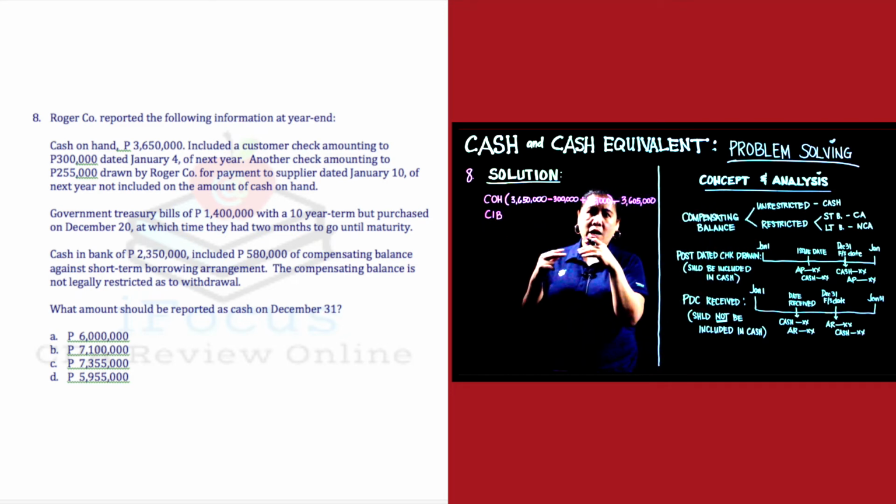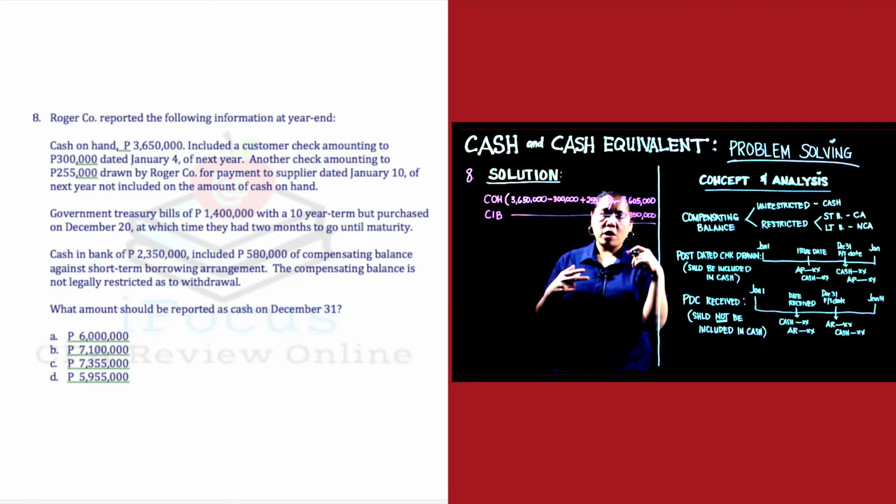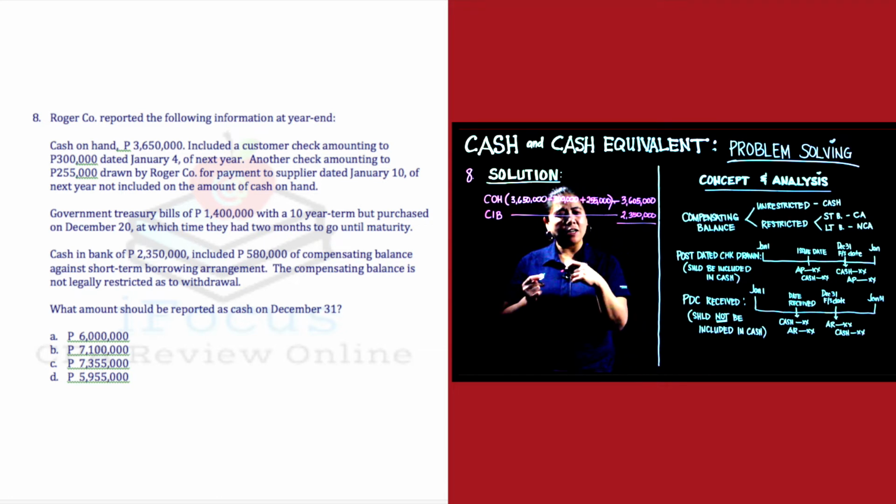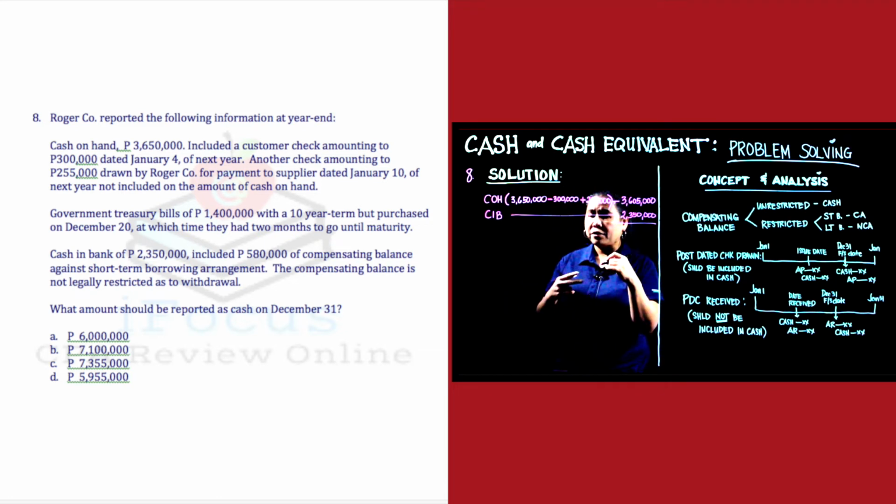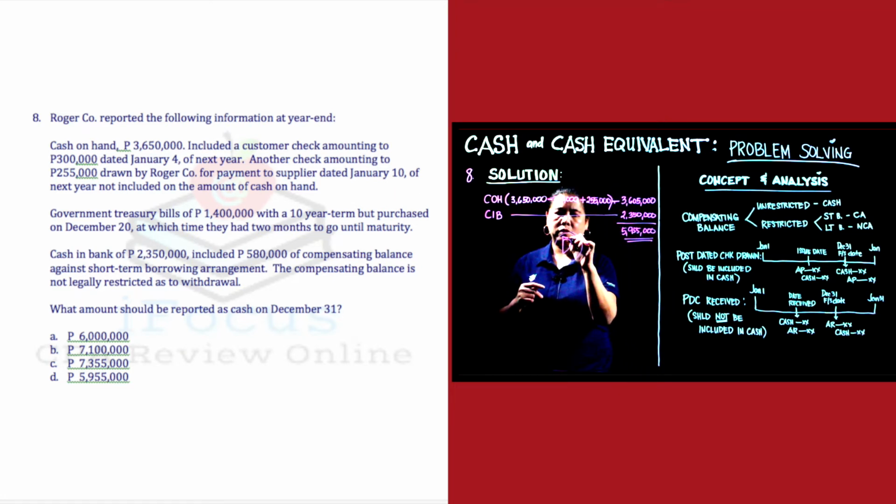So, wala tayong adjustment sa cash in bank na 2,350,000. Therefore, ang total amount ng cash natin ay 5,955,000. And our answer is letter D. Right?